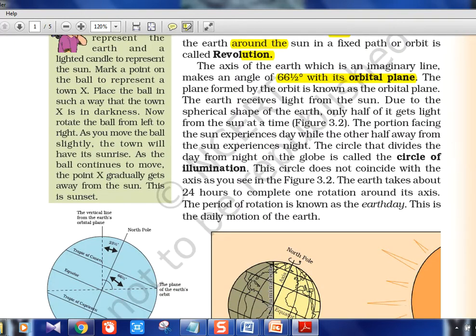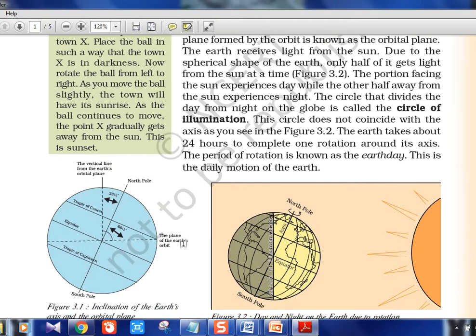If you see this picture, this is the plane of the earth, the horizontal line you see, and this dotted line is the vertical line. The dark line you see, from north pole to south pole, is the axis. This axis makes 66.5 degrees with the orbital surface. This flat surface is the orbital surface. Between the axis and the vertical line it will obviously be 23.5, because totally this has to make a 90 degree angle. So 23.5 and 66.5. You should know which angle is made where.